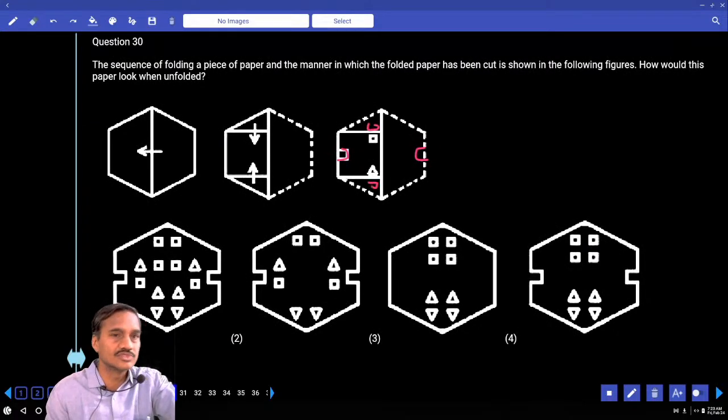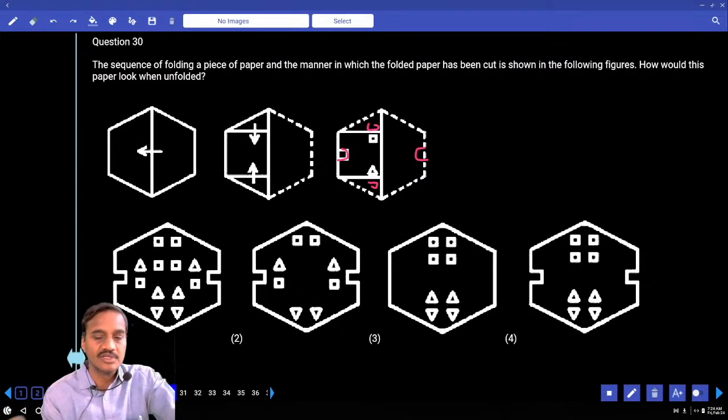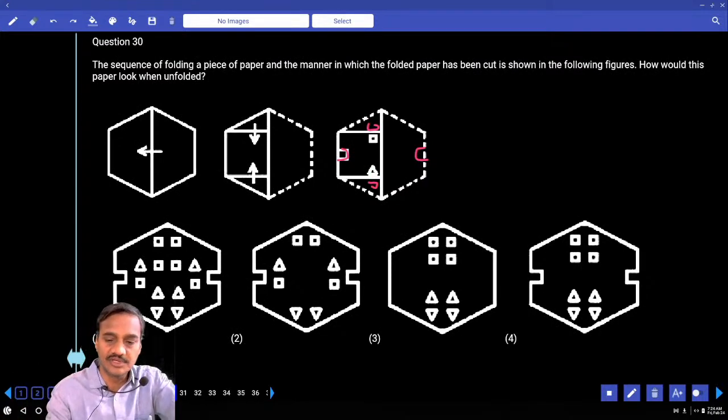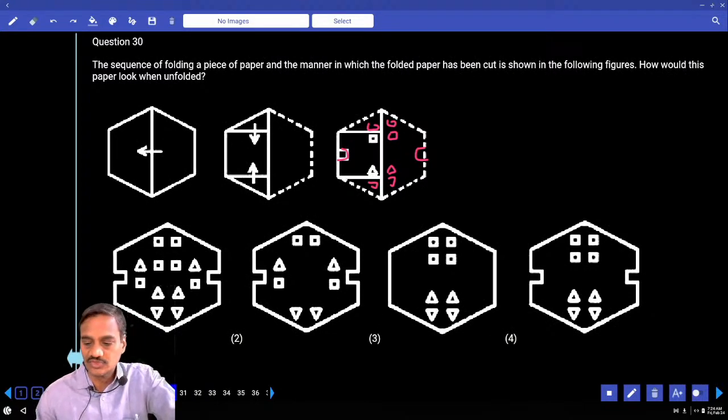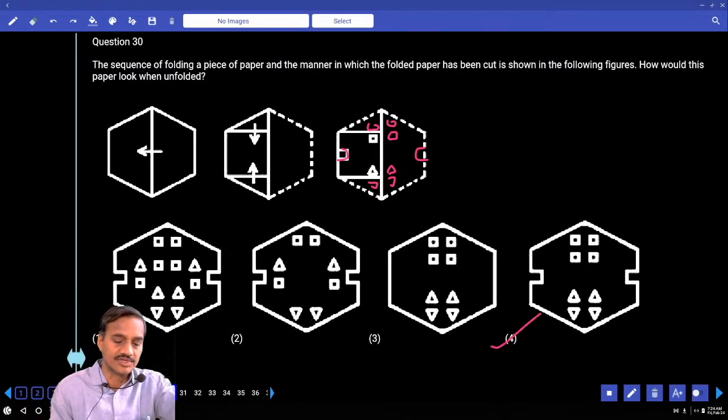From this figure to this figure, again from here to here, a complete mirror image. Mirror image, hence this will be formed like this, this will be formed here, and the same will be formed like this. And now, which figure will you have? Choice 4. The 30th is choice 4.